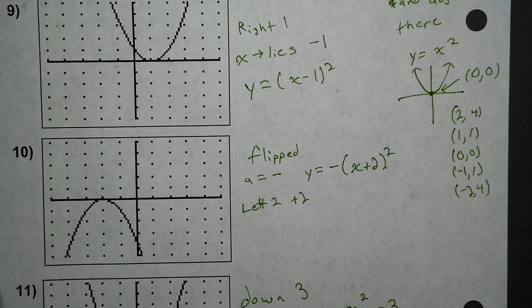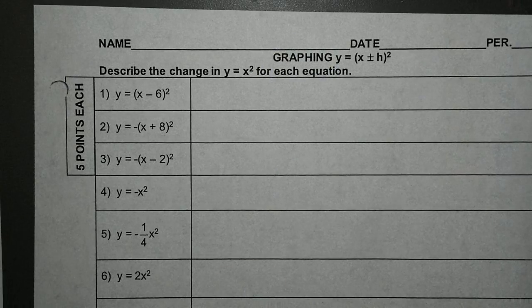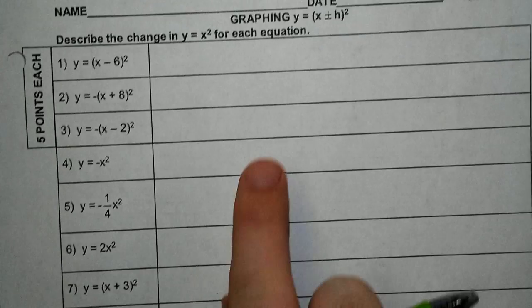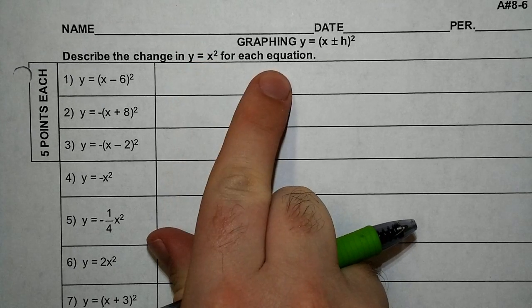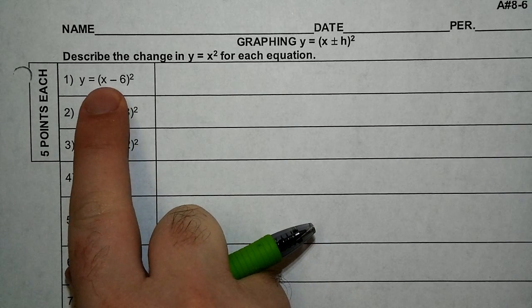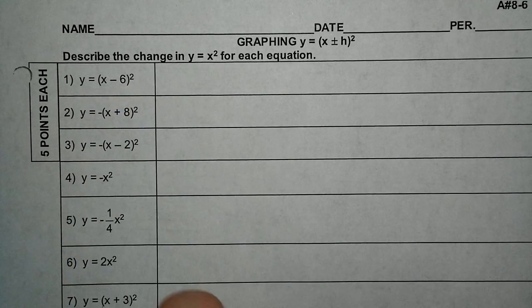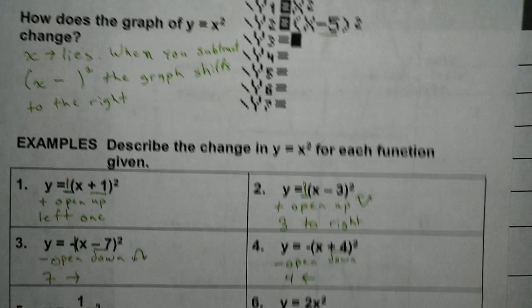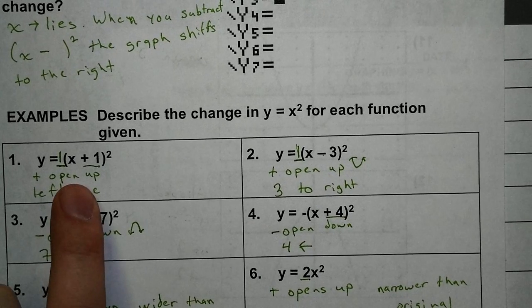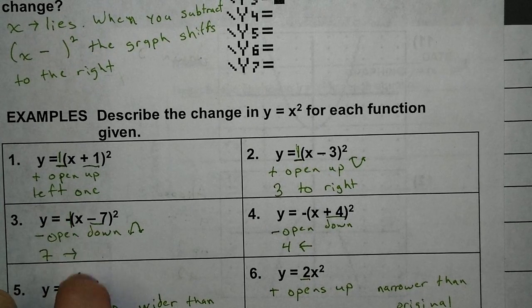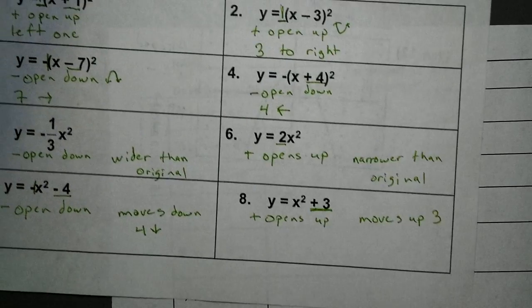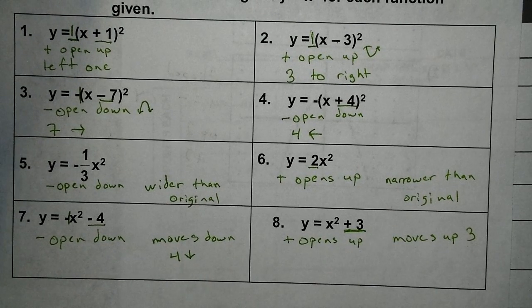Now, let's talk about the homework assignment. Okay, this is the homework assignment. The first 12 problems, it just says describe the change in x squared for each equation. So like this one, it says x minus 6 and it's in parentheses squared. So what you're going to do is very similar to what we did on the notes at the front page. Tell me if it opens up or opens down, and tell me if it moves left, right, up, or down, or if it gets bigger or smaller. Okay? Just like this, just give me a simple description.